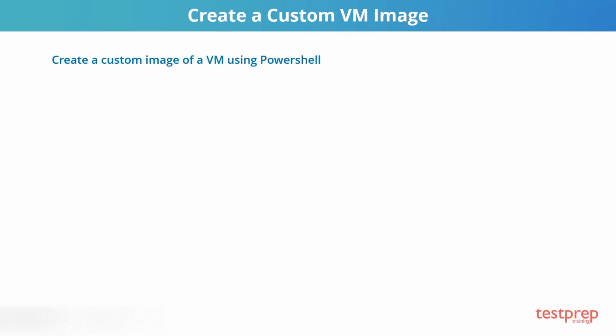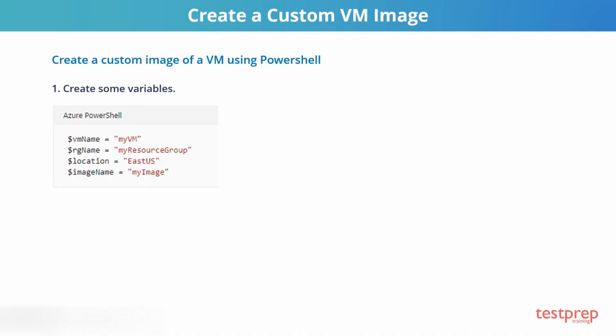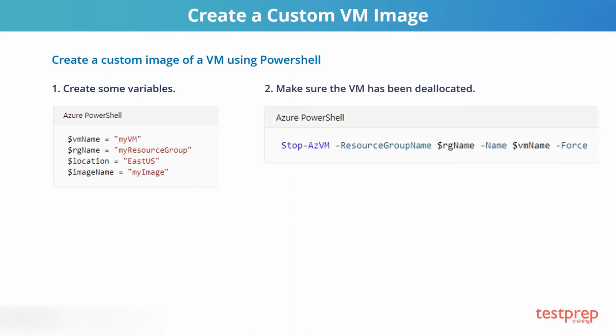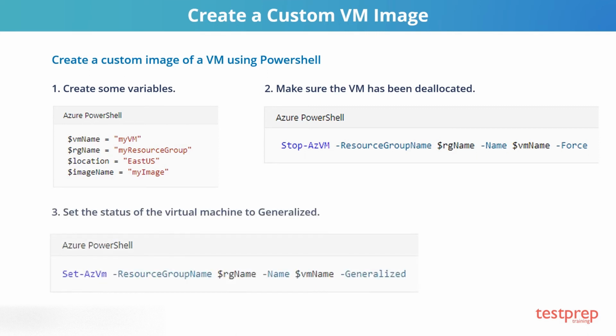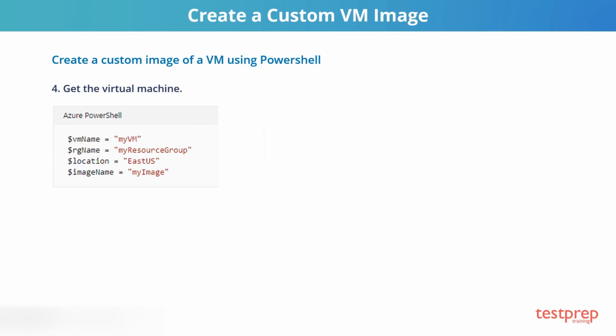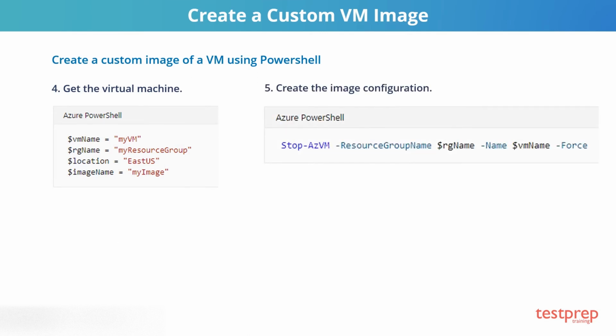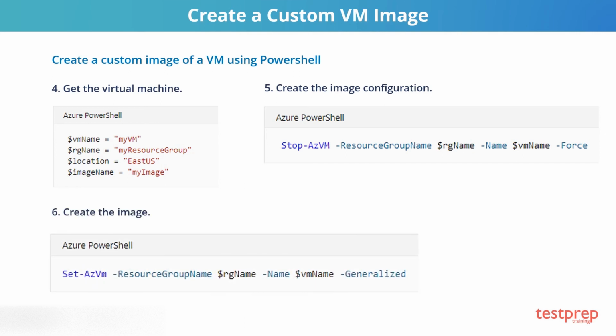To create a custom image from a VM using the PowerShell, use these steps. 1. Create some variables. 2. Make sure the VM has been deallocated. 3. Set the status of the virtual machine to generalized. 4. Get the virtual machine. 5. Create the image configuration. 6. Create the image.